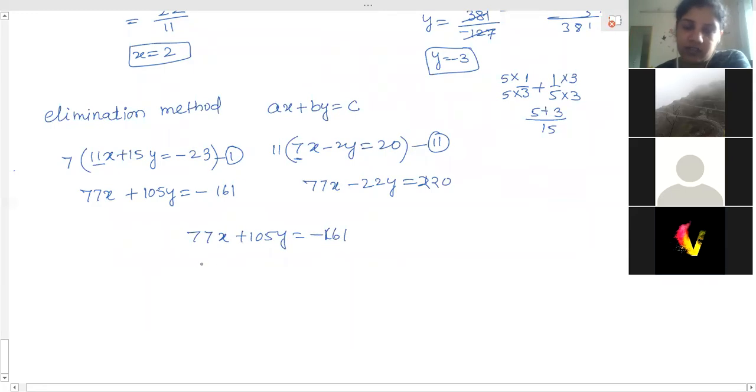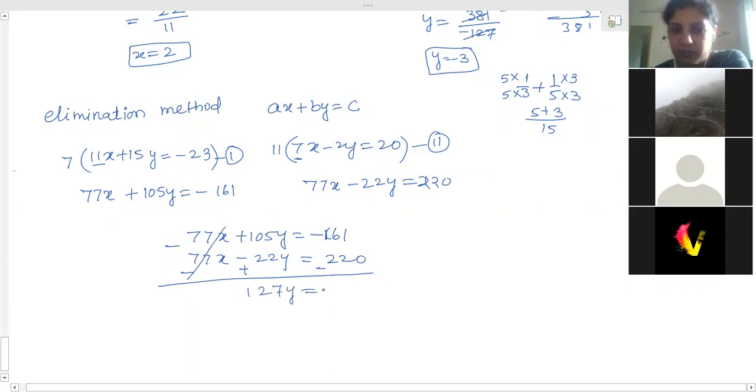This you have done in AB. A and D values you have calculated. Now subtract these two equations. Minus, minus, this is plus, this is minus. This becomes 0. 105 plus 22 is 127y. That is equal to minus 381. So y is equal to minus 381 by 127, which is equal to minus 3. So value of y we got as minus 3.